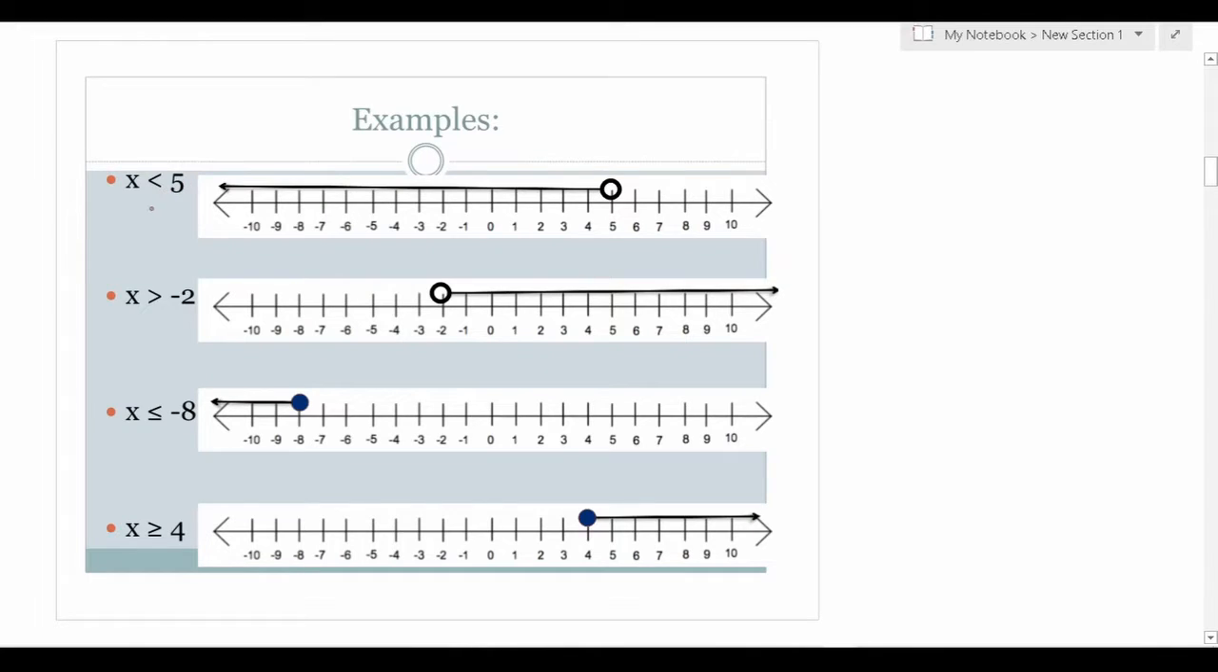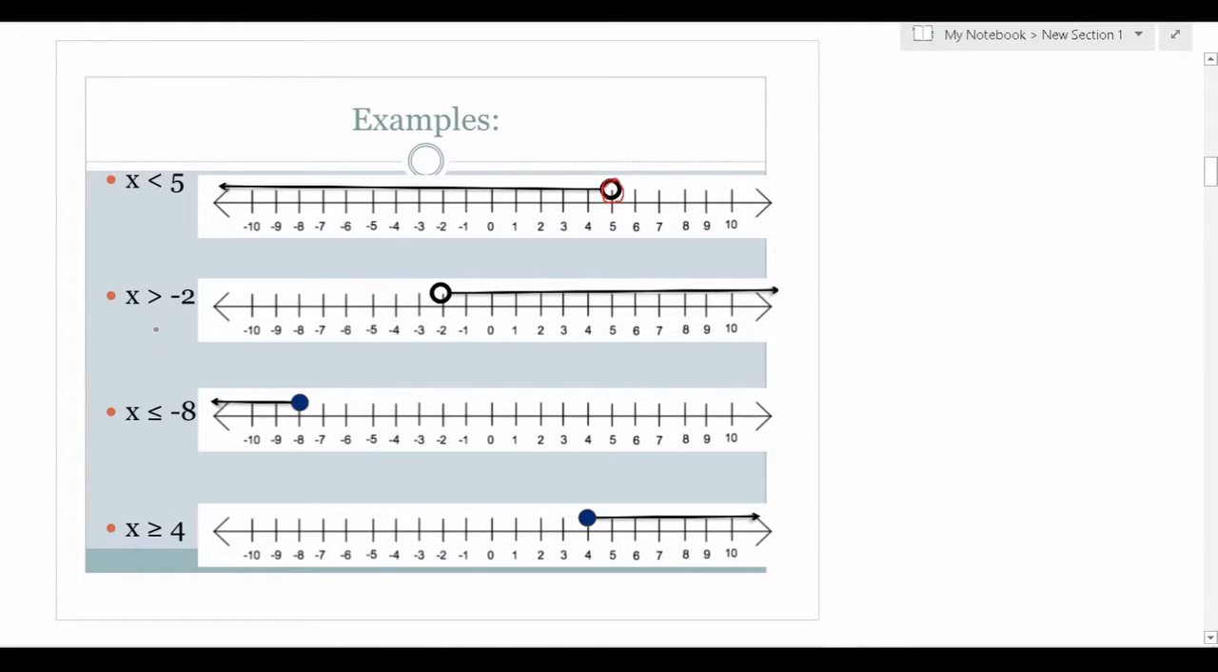In this example, we have x less than 5. So on our number line, we go to 5. We place an open circle above it. And since we're trying to represent all the x values that are less than 5, we're going to draw a line with the arrow going to the left, given that all these values, 4, 3, 2, 1, and 0, are all less than 5. Okay, so that makes that a true statement.